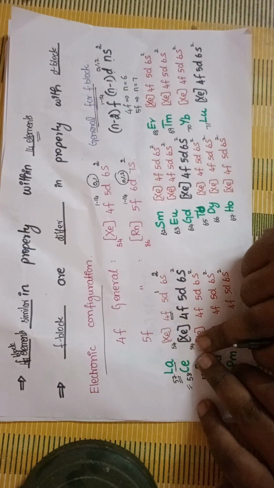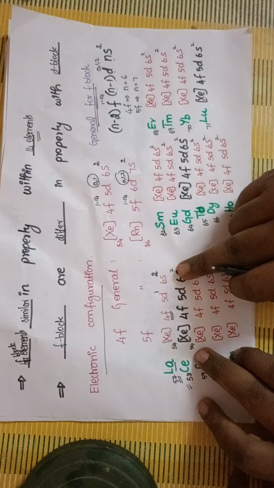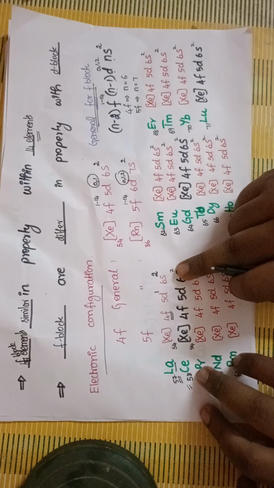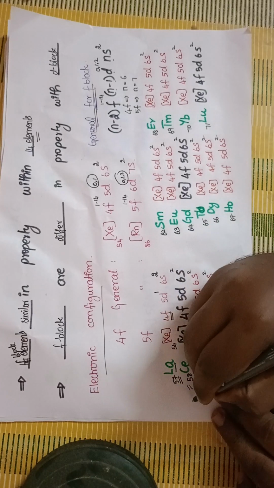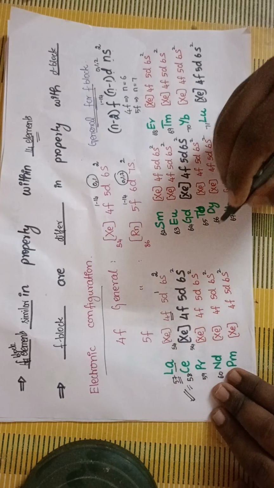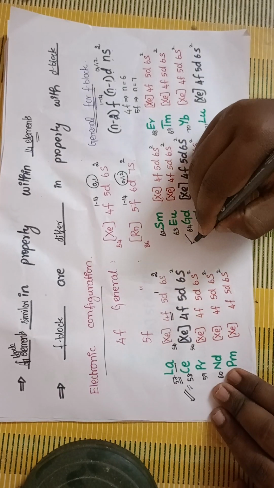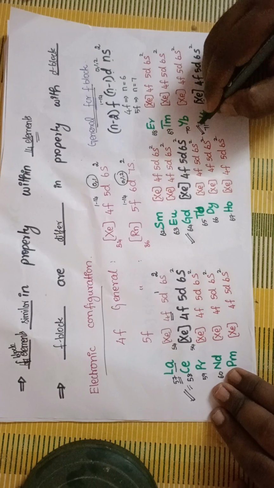So 54 electrons, here 2 electrons. So a total of 56 electrons are used. Remaining how many electrons? Cerium contains 58. 56 we used. Remaining 2 electrons. For the first element of lanthanides, the 7th element, the 14th element.